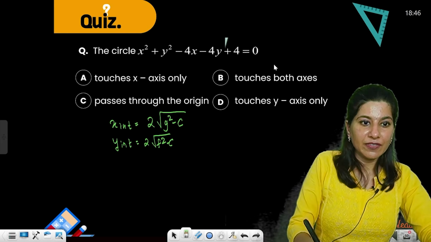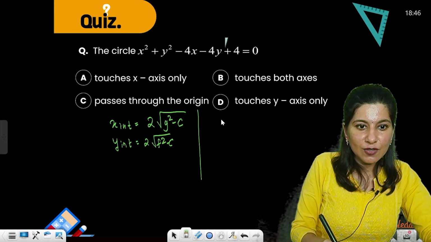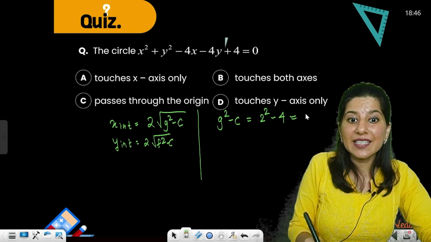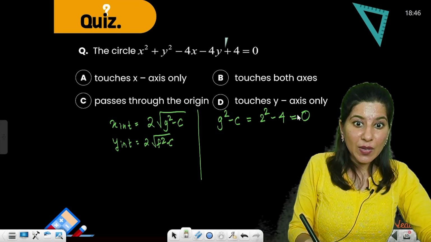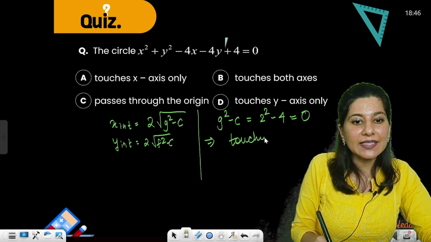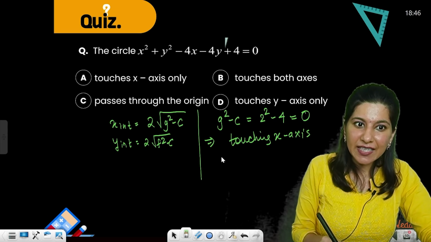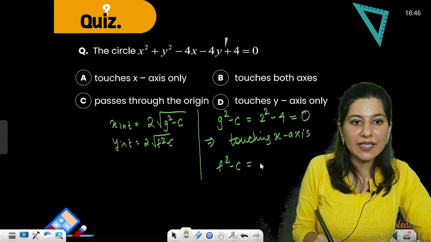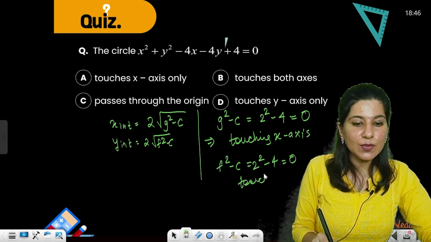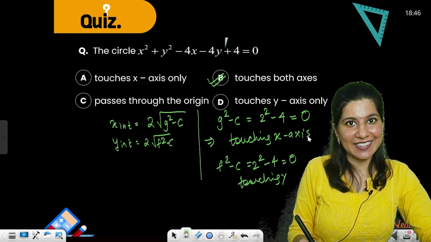Now, calculate g square minus c and understand. So g square minus c in this case will be 2 square minus 4. So it is coming out as 0. If g square minus c is 0, what does that mean? That simply means that it is touching x-axis. F square minus c, similarly again same values will come. 2 square minus 4, again 0, touching y-axis as well. So touching both the axes, option B in this particular case.